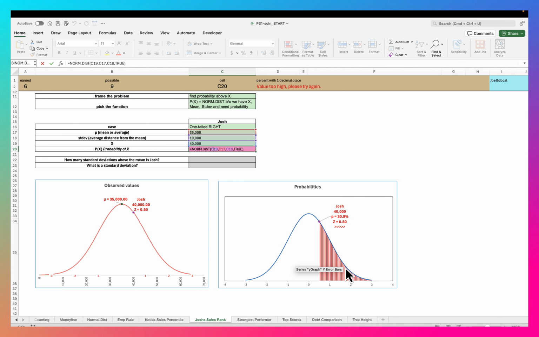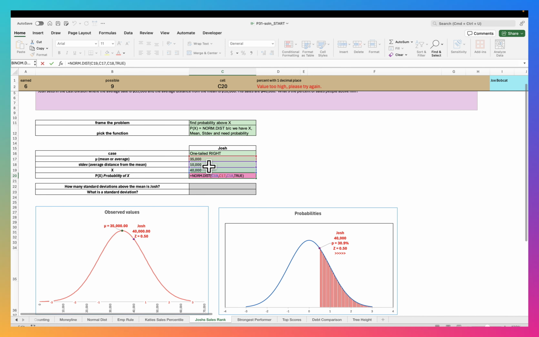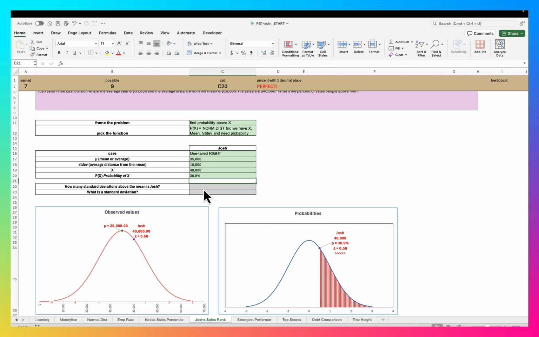Well, all the areas together add up to 1. So to get the red area off the white area, all we do is, at the beginning of all this, put 1 minus. So we're going to take 1 minus the probability we just calculated. Then we get our 30.9%, which does match what's here on the graph.